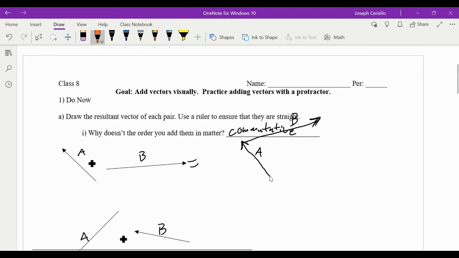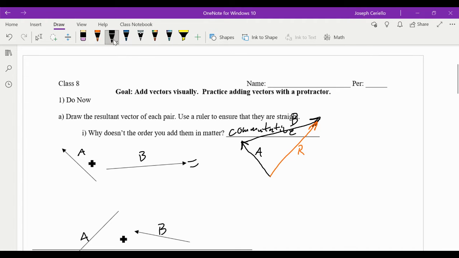Our resultant goes from the tail of the first vector, so in this case the tail of A, to the tip of B. Now one thing a few people say is, wait a minute, that's tip to tip, that's tail to tail, that's not good. Well, no, tip to tail only refers to the two vectors that are being added together, in this case A and B. Okay?